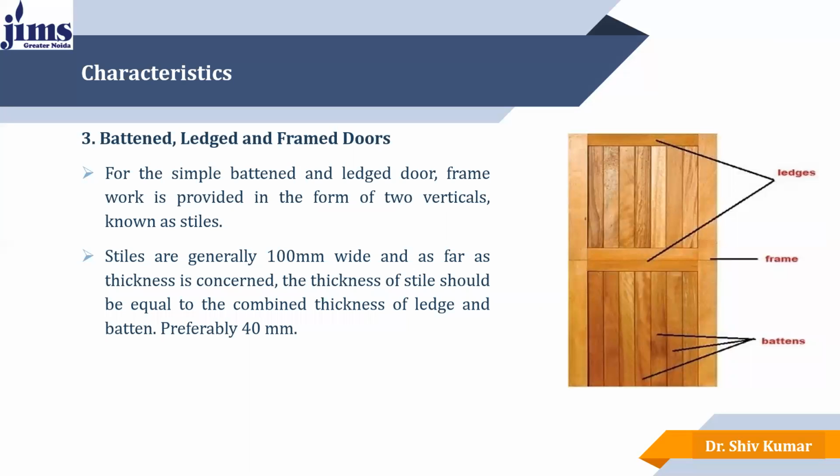The next is the batten, ledge, and frame door. This type of door is comparatively modern. For the simple batten and ledge doors, a framework is provided in the form of two verticals known as stiles. So here you can see the frame, the ledges, and these are the battens. The stiles are generally 100 mm wide, and the thickness of the stile should be equal to the combined thickness of the ledge and batten, preferably 40 mm.